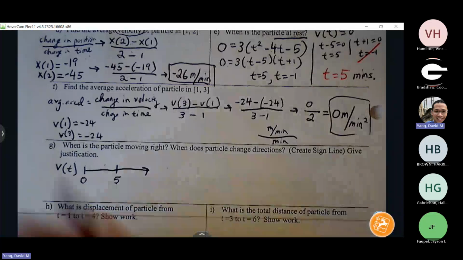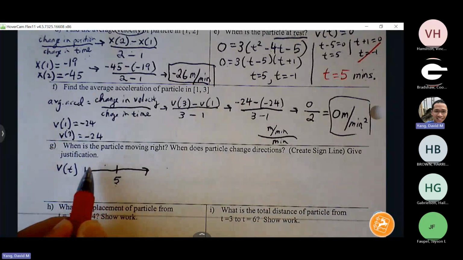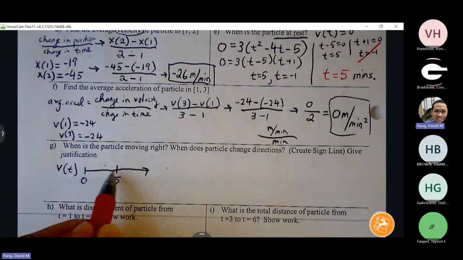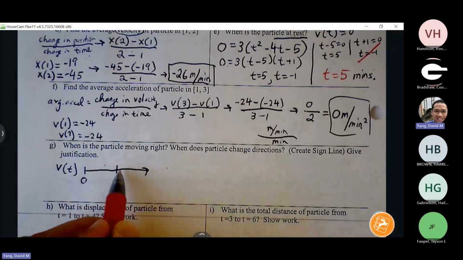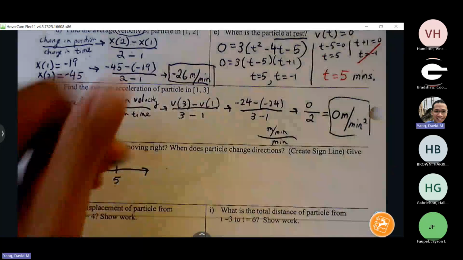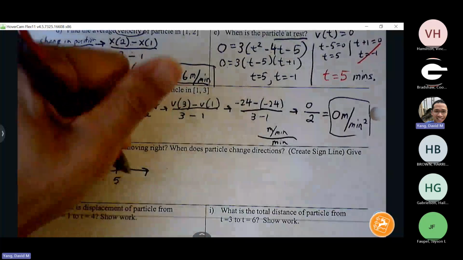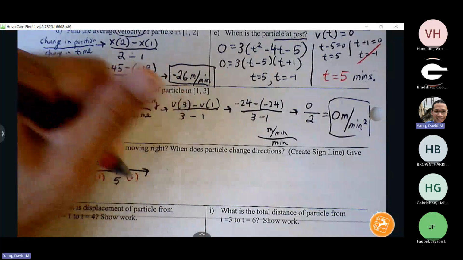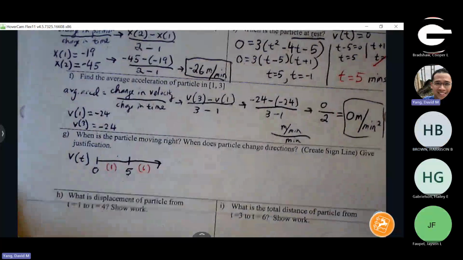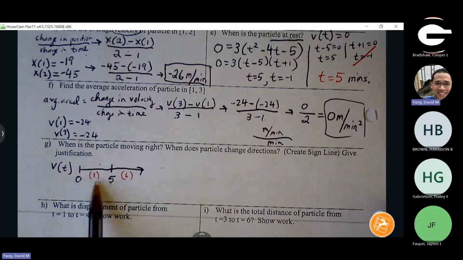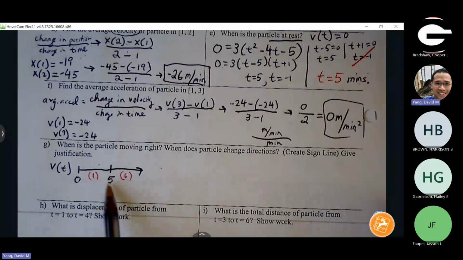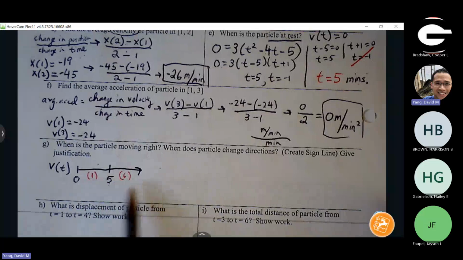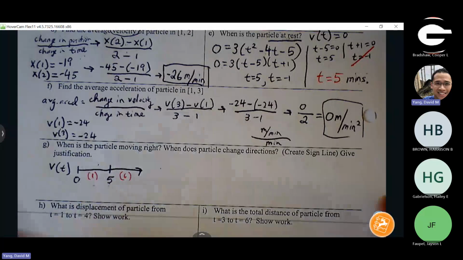Okay, so we want to go ahead and try to fill out these sign lines. We know that in each of these intervals, the object is either moving to the left or the right, but it's going to be the same direction all throughout the interval. And then from 5 to infinity, it's also going to move in the same direction. I'm going to pick values that I think are easy to plug in. So I'll plug in 1 and 6. These are the smallest numbers I can find closest to 0, but you can choose any number you want, as long as it's between 0 and 5, and as long as it's greater than 5.